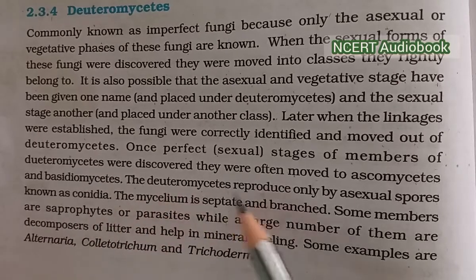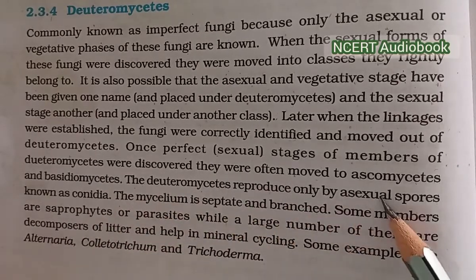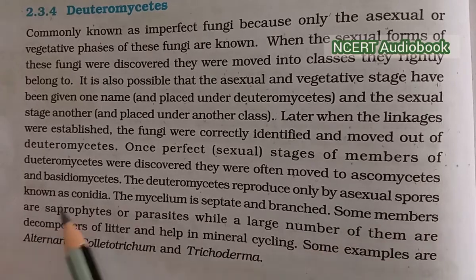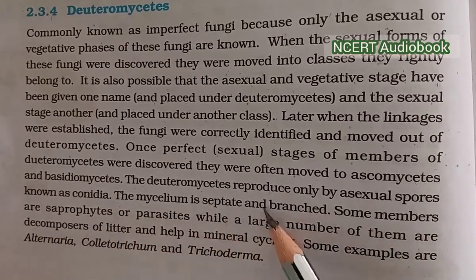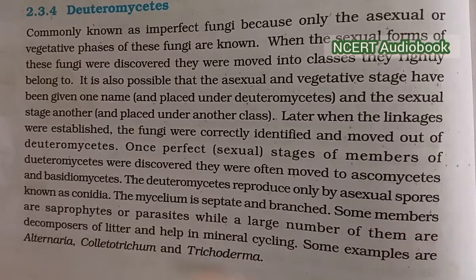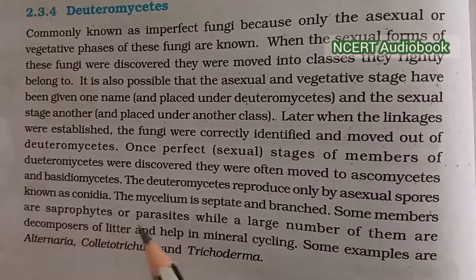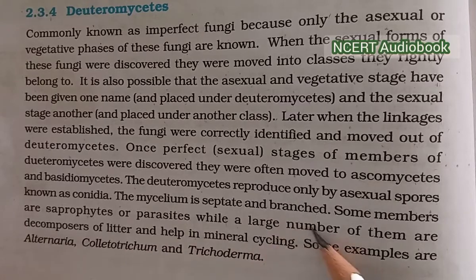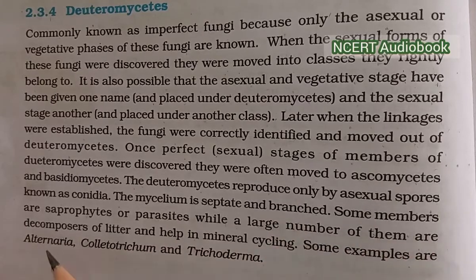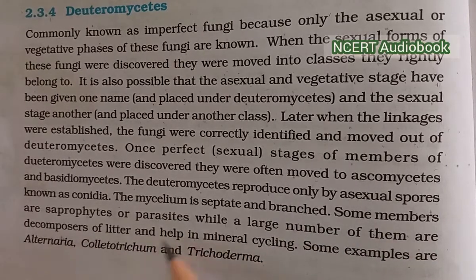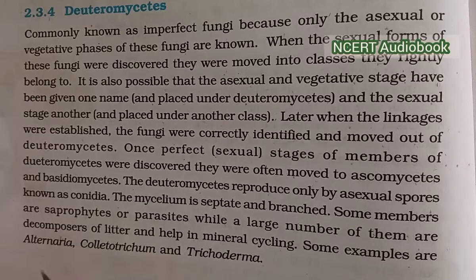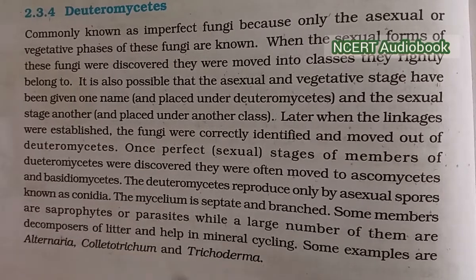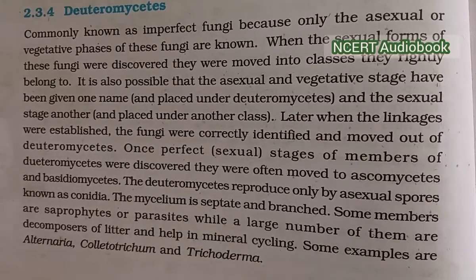The deuteromycetes reproduce only by asexual spores known as conidia. The mycelium is septate and branched. Some members are saprophytes and parasites, while a large number of them are decomposers of litter and help in mineral cycling. Some examples are Alternaria, Colletotrichum, and Trichoderma.